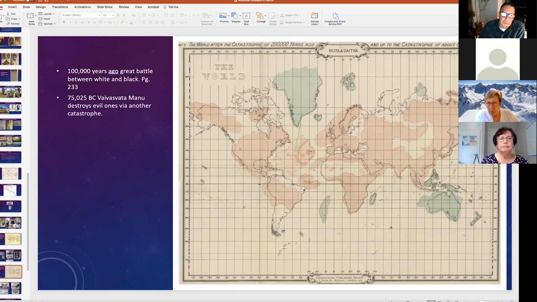And these are the islands of Ruta and Daitya, which some of the Indian books, the Vedas and the Puranas, mention. These were Atlantean islands. About 100,000 years ago, there was a battle between black and white magicians. It's described on page 233. There's one thing I wanted to read, just to show you how weird it got. This is right out of Powell's book, The Solar System, page 233.